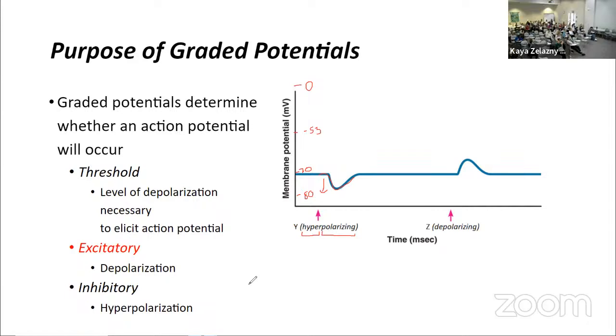When we have hyperpolarizing graded potentials, they tend to be inhibitory. Inhibitory: you're inhibited, you don't do something. We've gotten even farther away from the threshold necessary to send off an action potential. So we've made it even less likely that your neuron is going to do something, less likely that it's going to send a signal down the line.